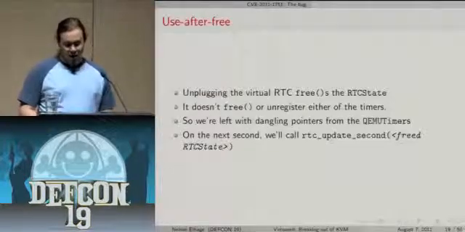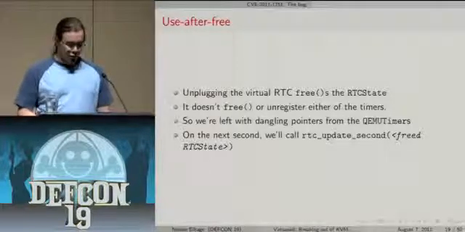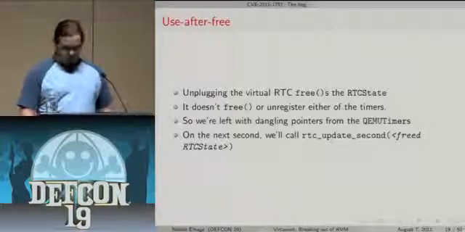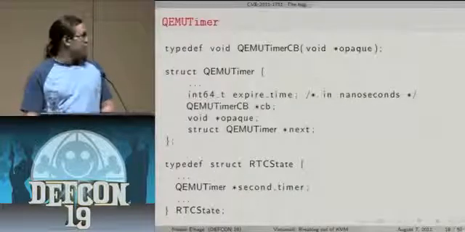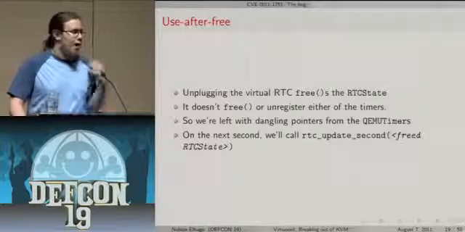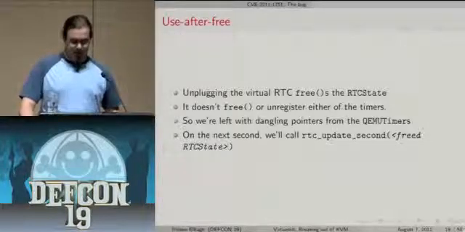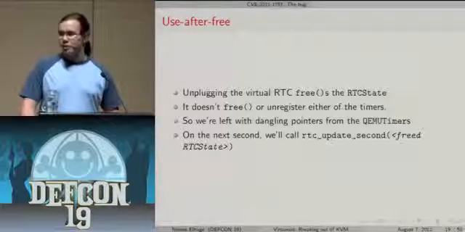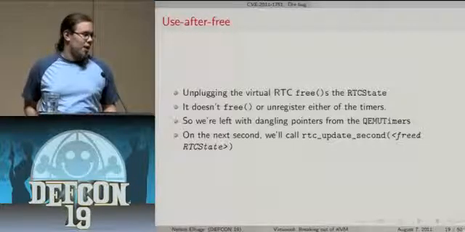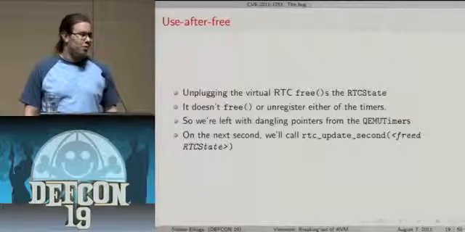struct. But if we free it, it frees the RTC state structure, but it doesn't free or unregister either of the timers it used. I've only shown the one that's relevant for this exploit. And so we're left with dangling pointers. That opaque pointer there is actually used as a pointer to the RTC state, and so we have a dangling pointer to a free object. And so a second later, with the next second tick, we call this RTC update second function on a freed object. And we have a classic use after free bug here. As those of you who are exploit developers probably know, that's almost the most beautiful case you could hope for today for an exploitable bug, a use after free like that.